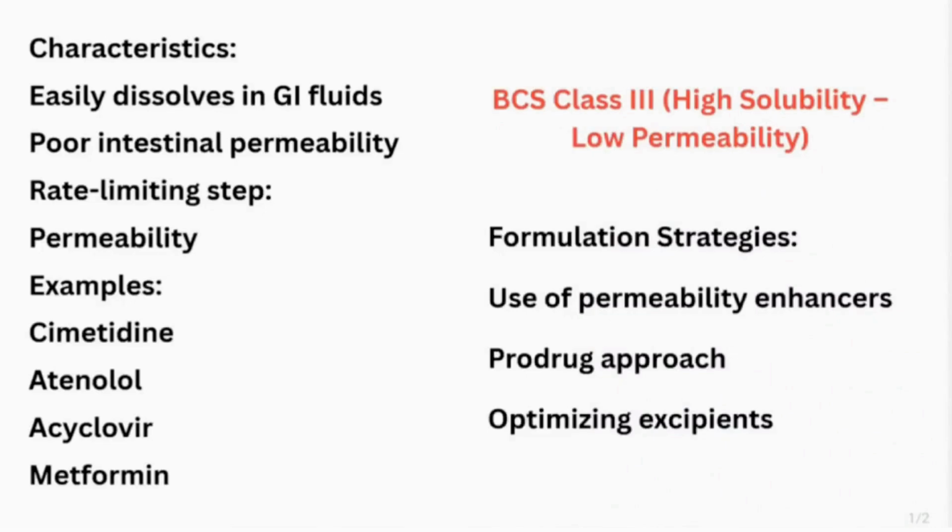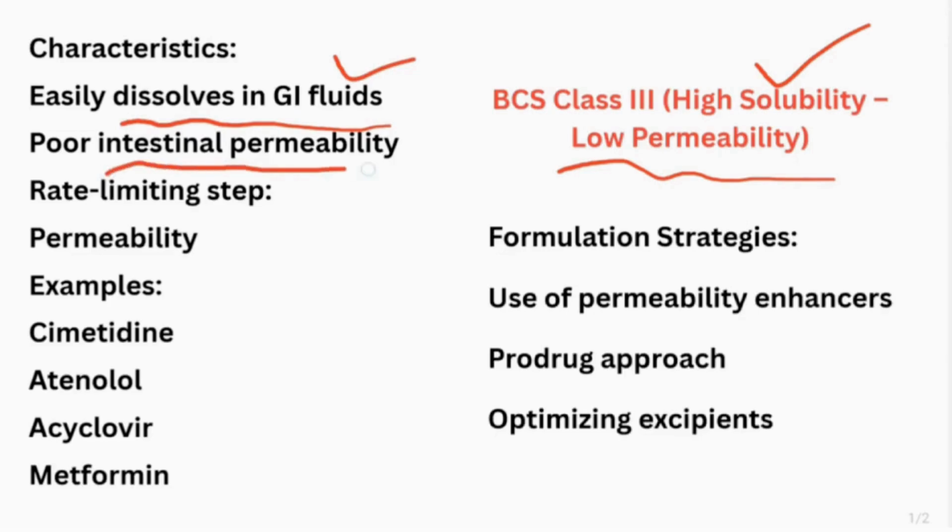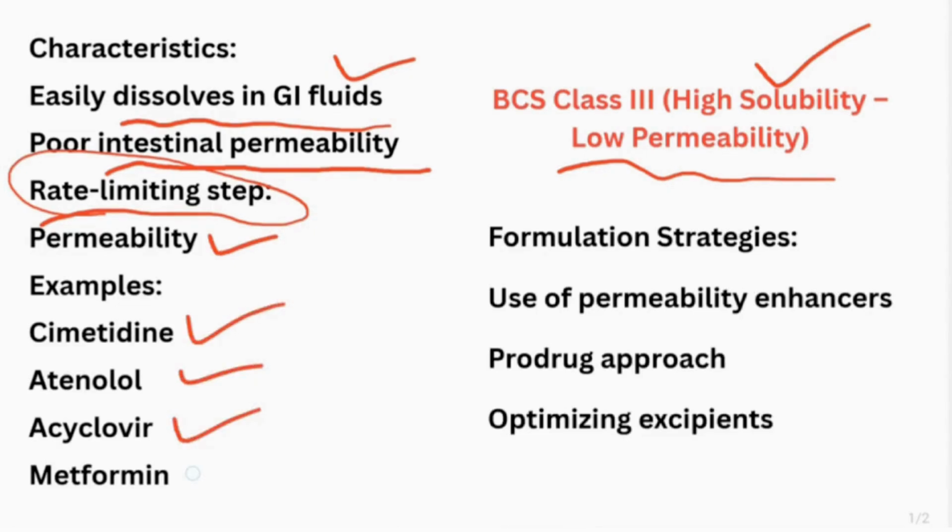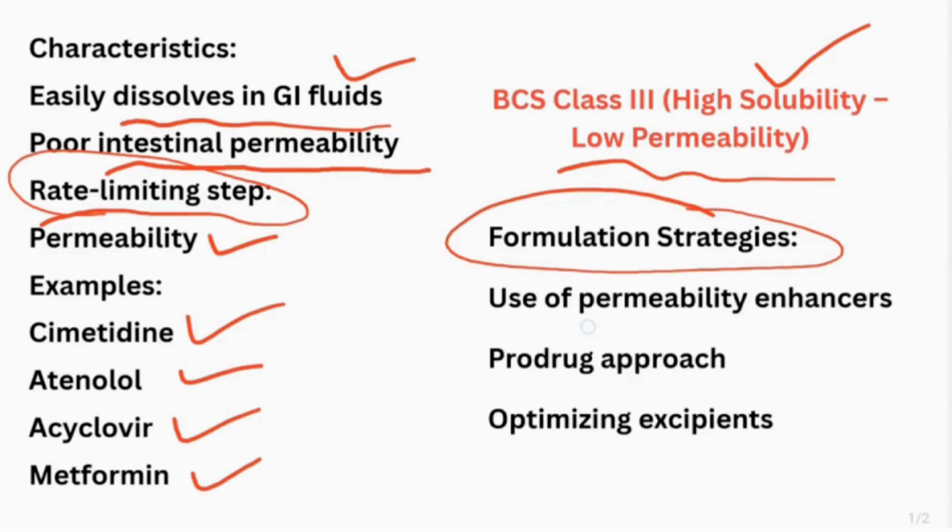BCS Class III. These kinds of drugs have high solubility but low permeability. So they easily dissolve in the GI fluids, but they have poor intestinal permeability. Here the rate limiting step, or problem with the absorption, is permeability. Examples for this class are cimetidine, atenolol, acyclovir and metformin. Formulation strategies. Here we need to enhance the permeability, so we use permeability enhancers, and we need to optimize the excipients also.